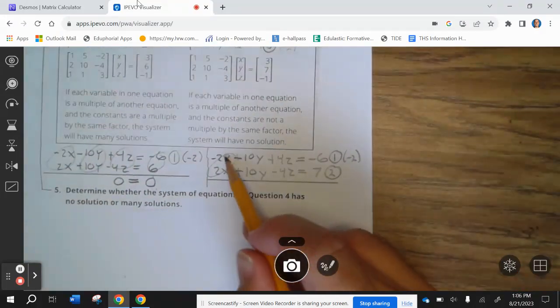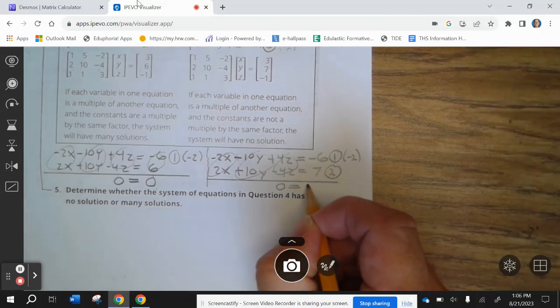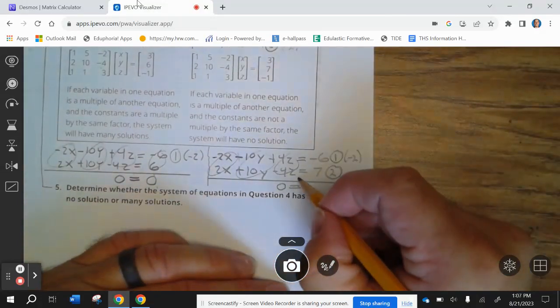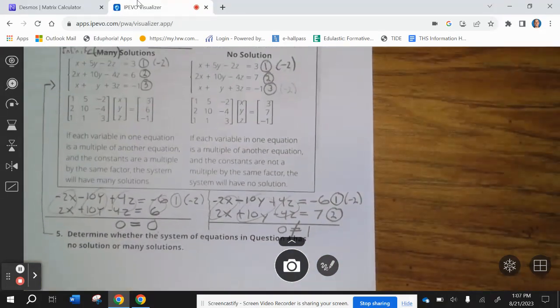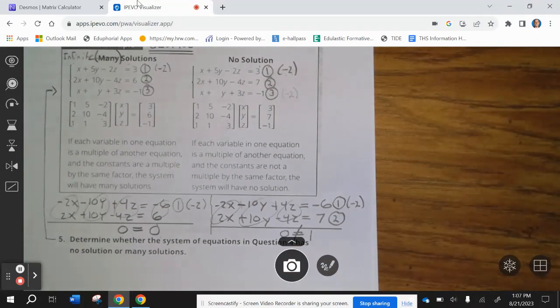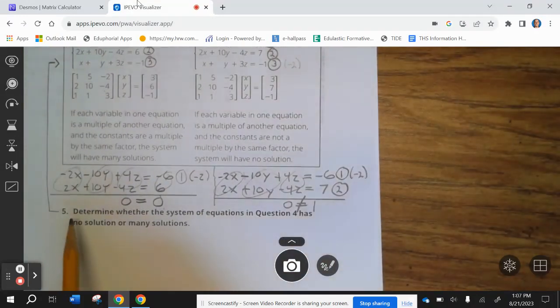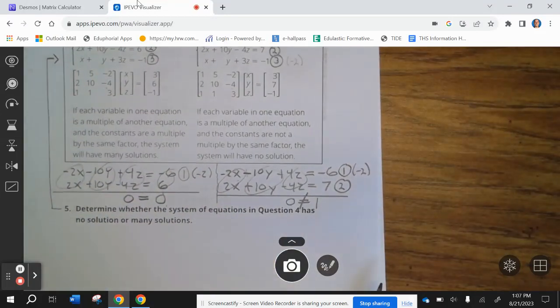Well, this becomes 0, this becomes 0, this becomes 0, so you're left with 0 equals 1. Well, 0 will never equal 1. When all the variables go away and you're left with a false statement, we say that that's no solution. All right? So basically, we did number 5 right here. All right, let's take a look at the next page.